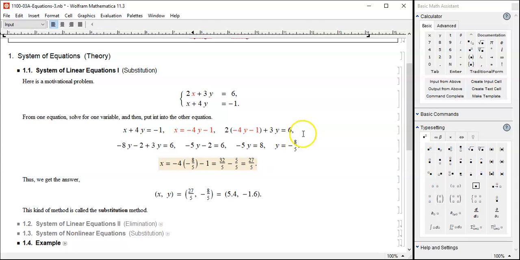In any case, we found out y value earlier, and then we just found out x value, put those together, and then we have the solution. This kind of method is called the substitution method. Most typically, you're going to be expected to do this.